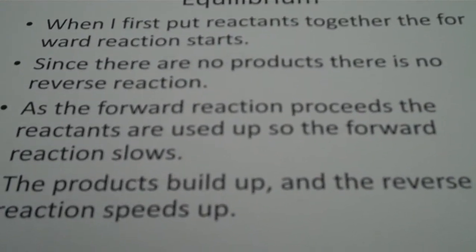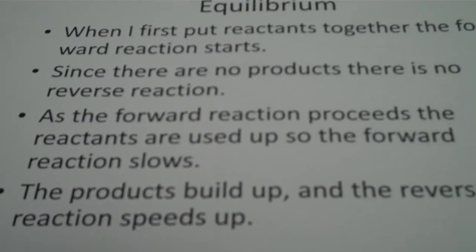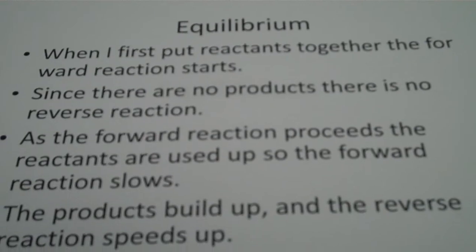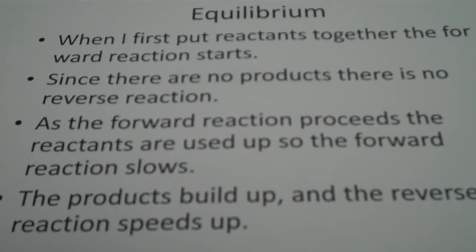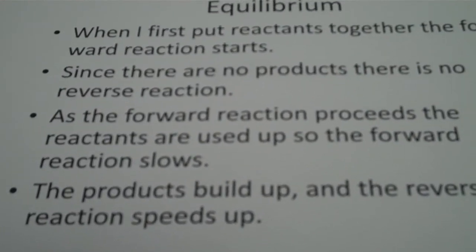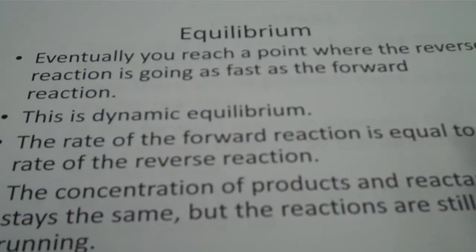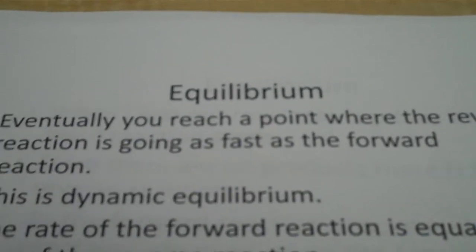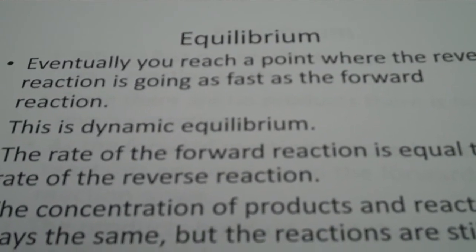But as the forward reaction keeps going, the products are going to start building up, and so they're slowly going to be going backwards. The forward reaction also slows down because it's going to have this other one. The products build up, and the reverse reaction continues to speed up. So the forward reaction slows down and the reverse reaction speeds up. Eventually, you're going to reach a point where the reverse reaction is just as fast as the forward reaction.